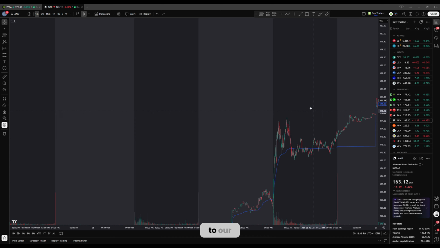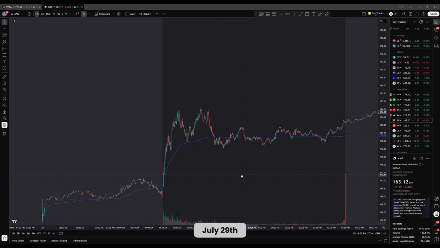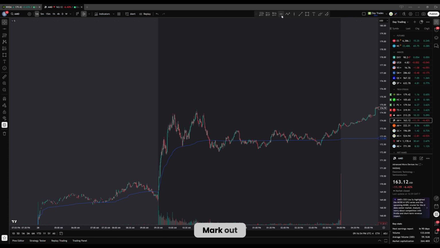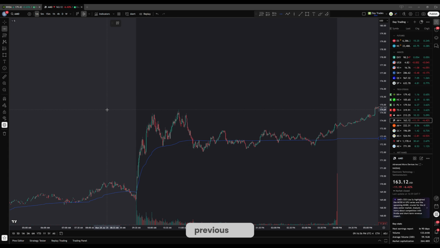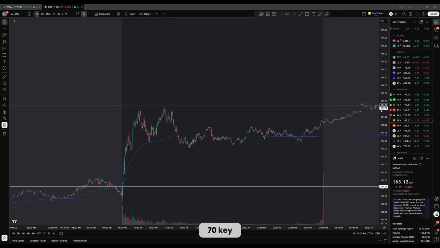So now moving on to our next example, this is going to be AMD for July 29th. What we're going to do again is mark out our previous day high and our previous day low, like we mentioned previously. As you guys can see, we had our previous day high at our 174.70 key level, and our previous day low at our 169.61 key level as well.